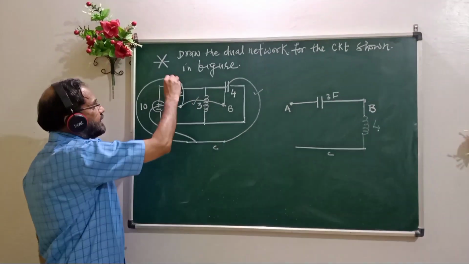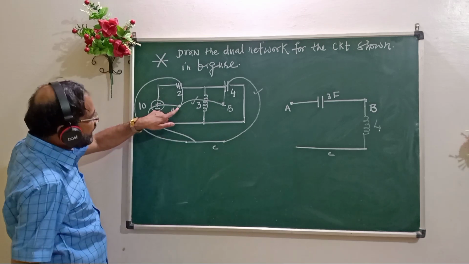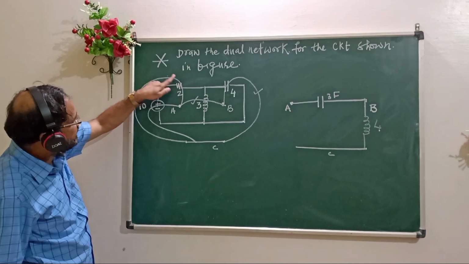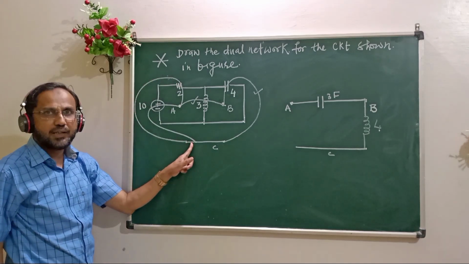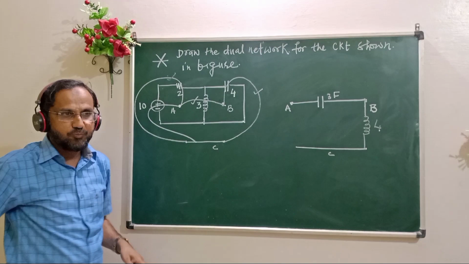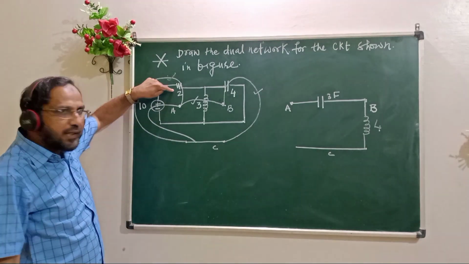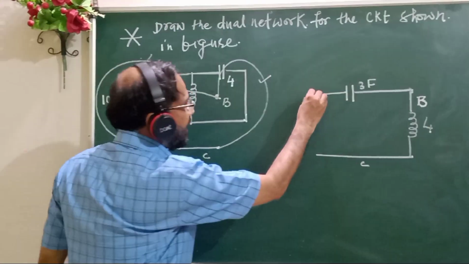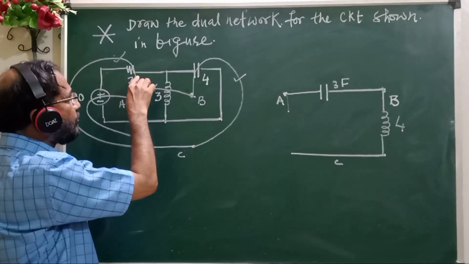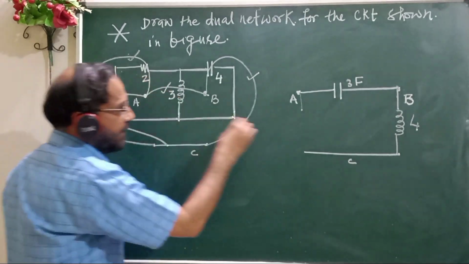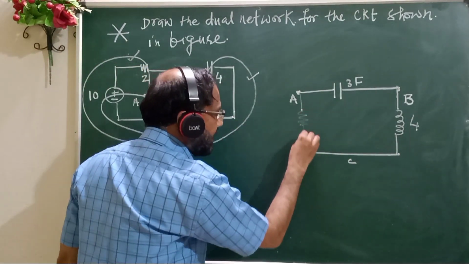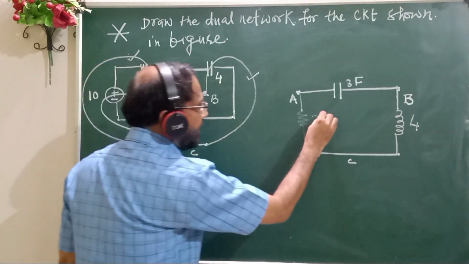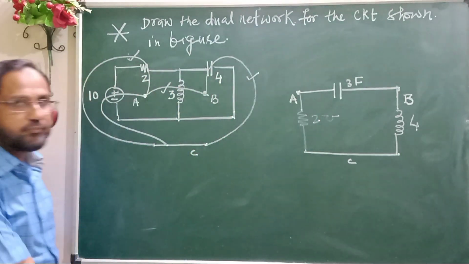Now I am working on this line. Where does this line start? It starts from A and comes to C. I am working on this line. What element is here? A 2 ohm resistor is connected here. So I am drawing a line, and the dual of a resistor is a conductance. So a conductance is connected here and the value will remain the same, but the unit of conductance is mho here.